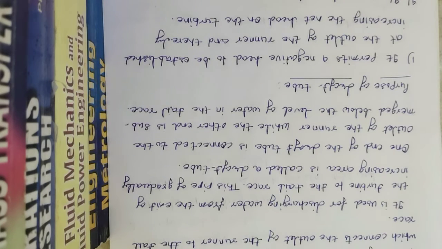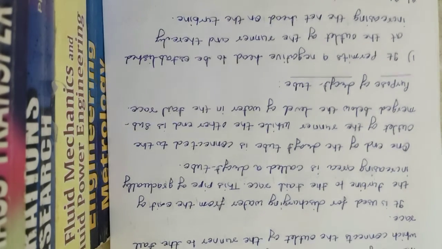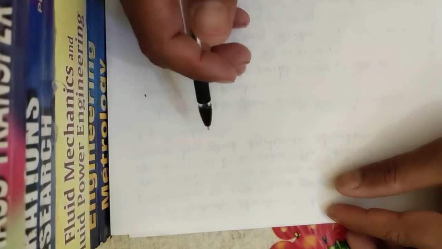Today we will discuss the draft tube. First of all, what is the draft tube? A draft tube is a conical section, or we can say a tapered cross section, whose diameter gradually increases from inlet to outlet. The draft tube is a tapered section.